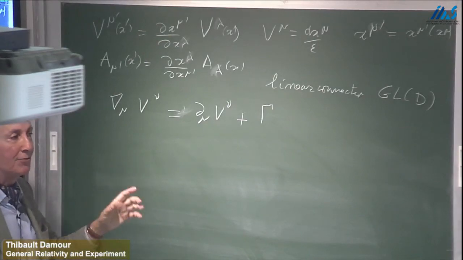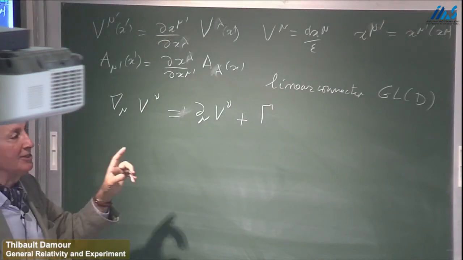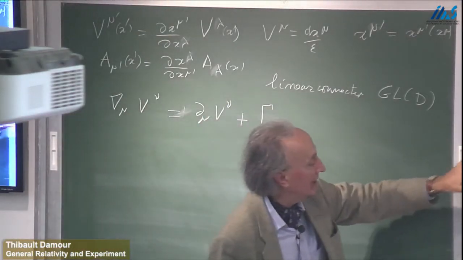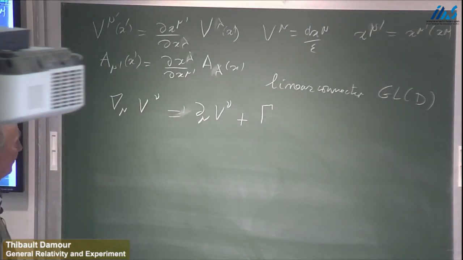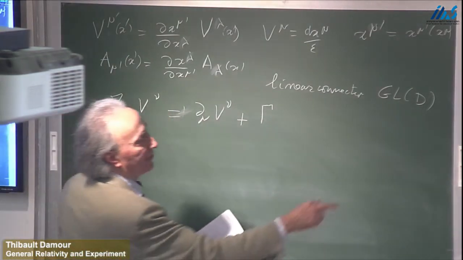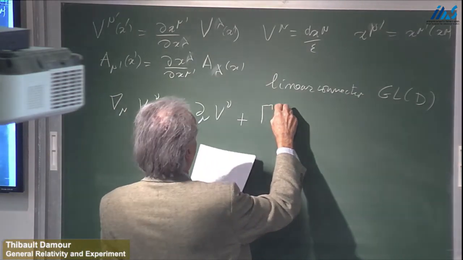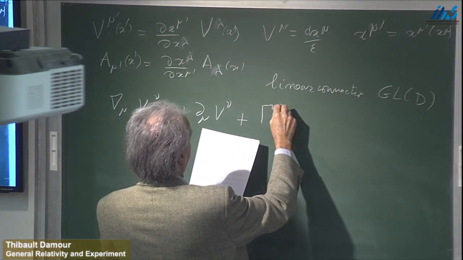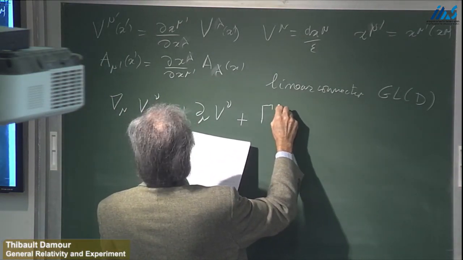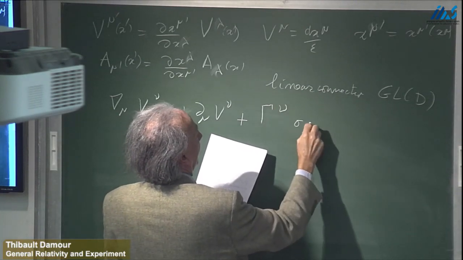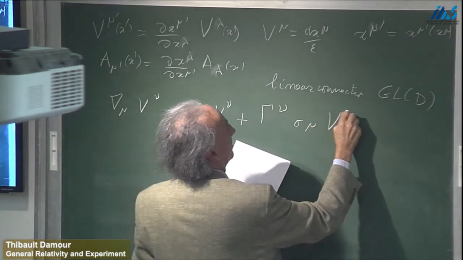The general invertible matrices D by D, where capital D is the space-time dimension. Okay, 4 in the usual case. Therefore, the connection will be a matrix acting on this index, and in general, so mu sigma mu v sigma.